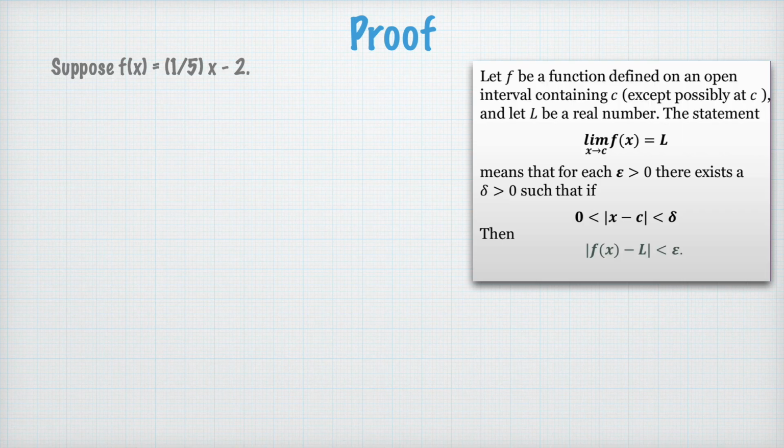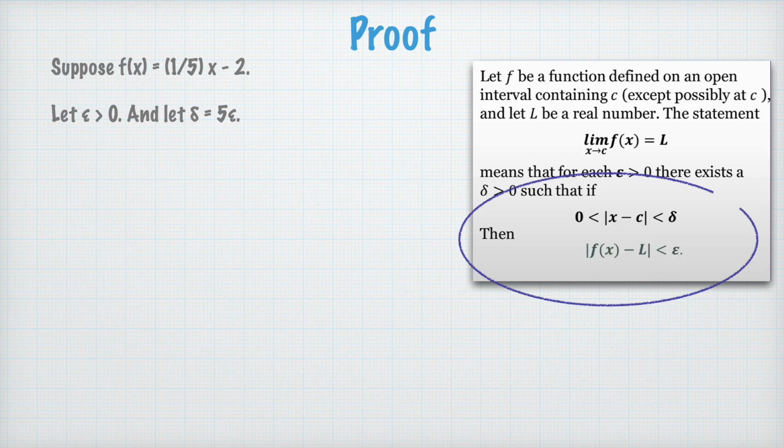Now let epsilon be greater than 0, and now we produce our delta, and let delta be equal to 5 times epsilon. Then we need to show that the absolute value of x minus c being less than delta also implies that the function minus the limit is less than epsilon. And we just did that algebraically, so we just need to copy and paste what we did before.